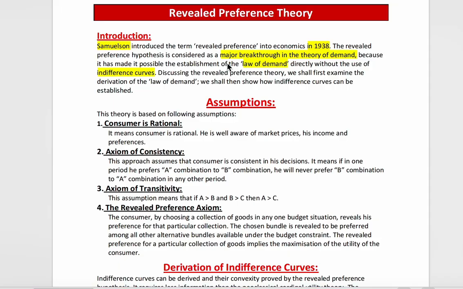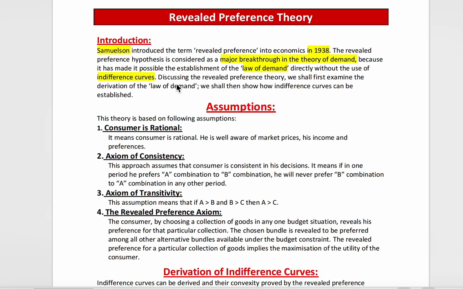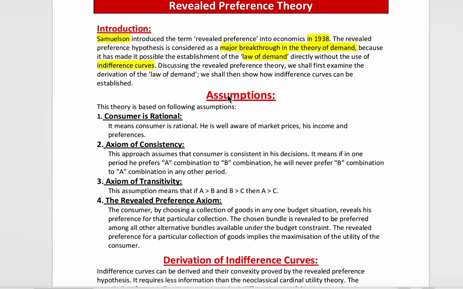And it is one of the major breakthroughs because it does not use the indifference curve, and it is not based on the psychological explanation of the consumer demand. It is based on behavioral explanation of the consumer demand. So it is considered a major breakthrough in the theory of demand. We can derive the demand curve without using the indifference curve by using the revealed preference theory.